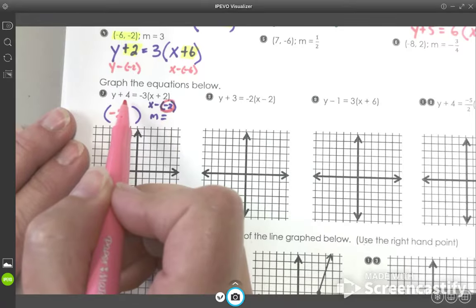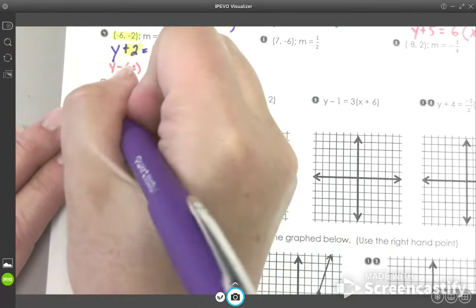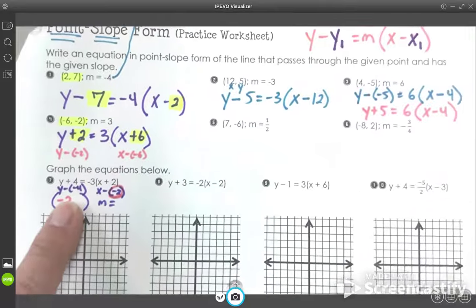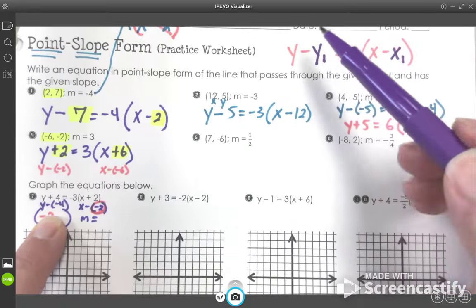Positive 4 or negative 4? Negative 4. And I can see it in your eyes. It's messing with your head. So be like me. Sometimes be like your teacher. Rewrite it just so that you can see it, and then compare that to what the formula or the format of the equation says.